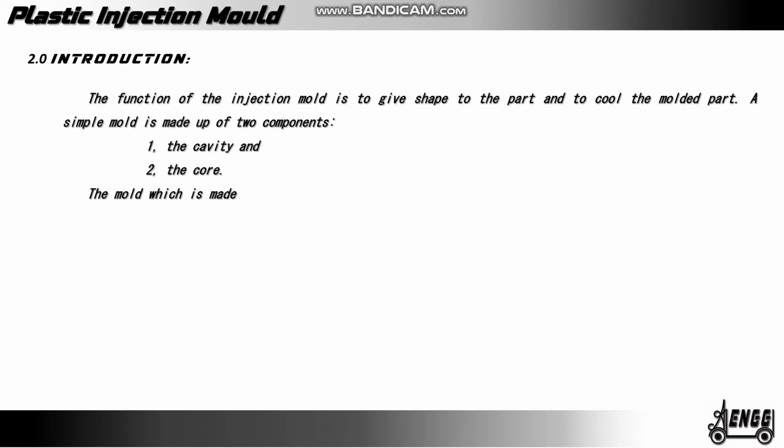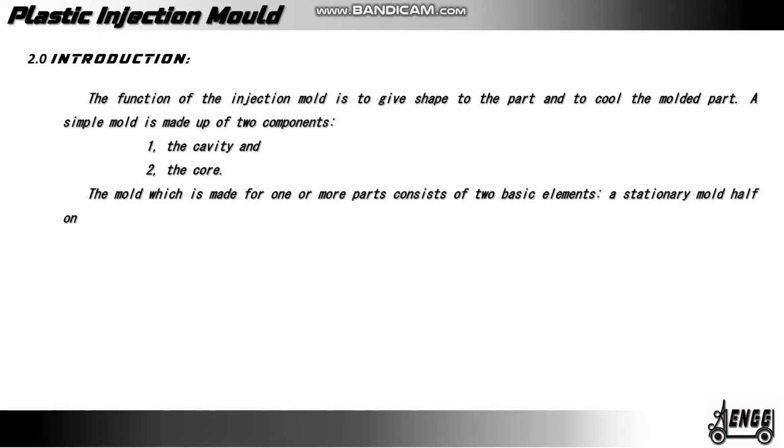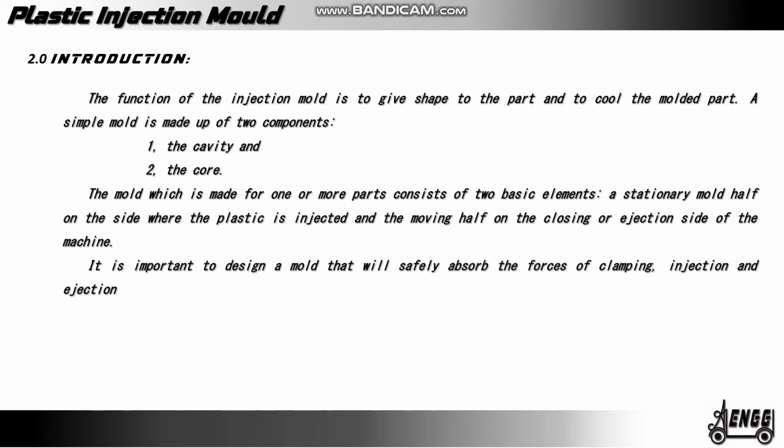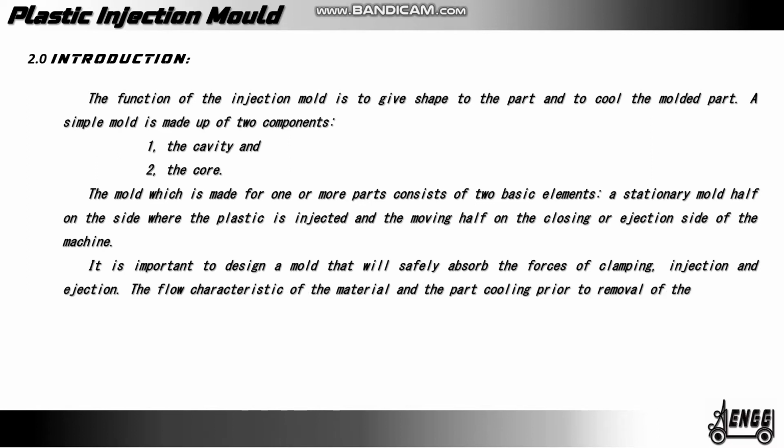The mold, which is made for one or more parts, consists of two basic elements: a stationary mold half on the side where the plastic is injected, and the moving mold half on the closing or ejection side of the machine. It is important to design a mold that will safely absorb the forces of clamping, injection and ejection. The flow characteristics of the material and the part cooling prior to removal of the part from the mold should also be taken into consideration.